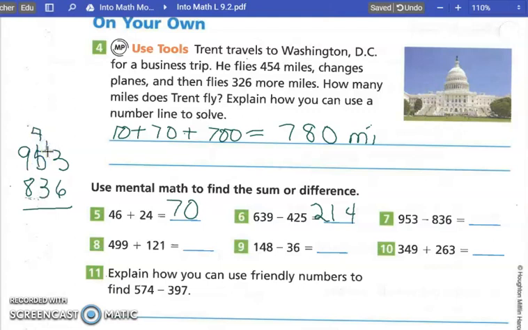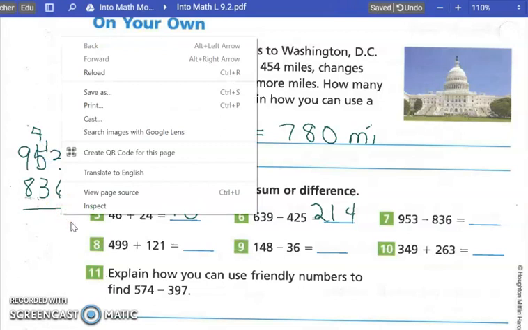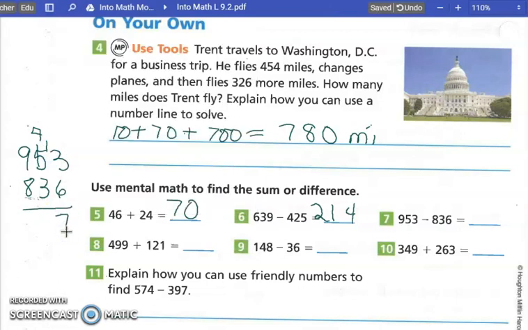13 minus 6 is what? 7, right? 4 minus 3 is 1. And 9 minus 8 is? 1. So 117. So if mental math takes you longer than writing it down, is mental math a good way to go? No, not necessarily.